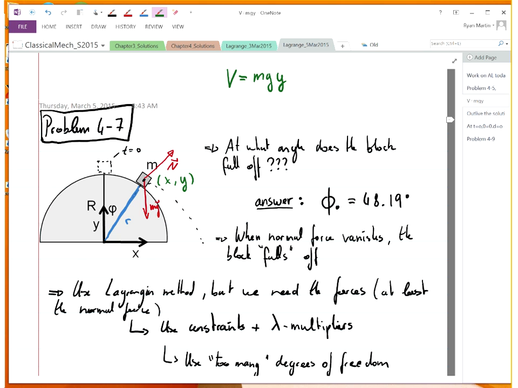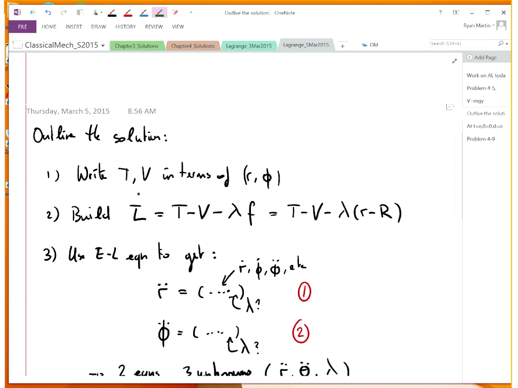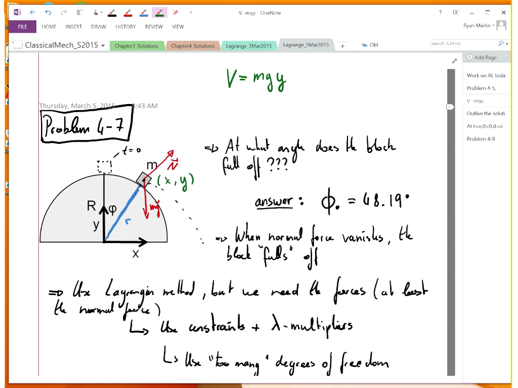So when you do step 1, right, T and V in terms of r and phi, you will have to have written V equals mgy, so you need to know what y is in terms of r and phi. So let's look at the diagram. When I look at the diagram, y is this distance here. So y is r cos phi, right?